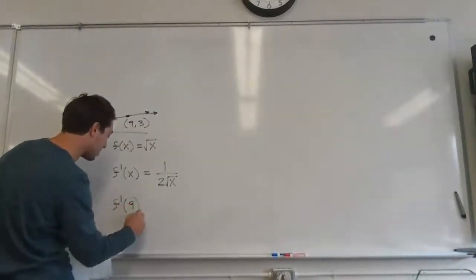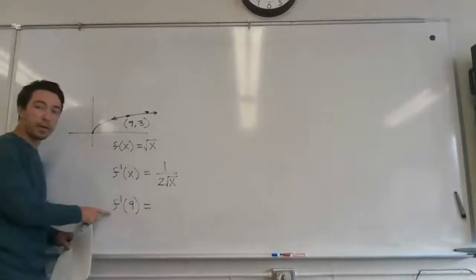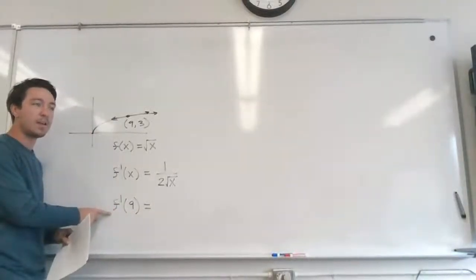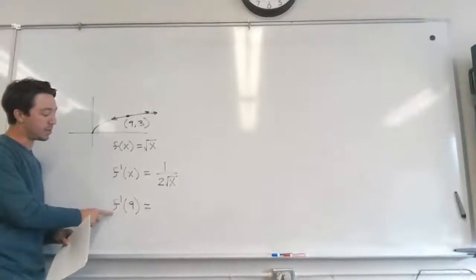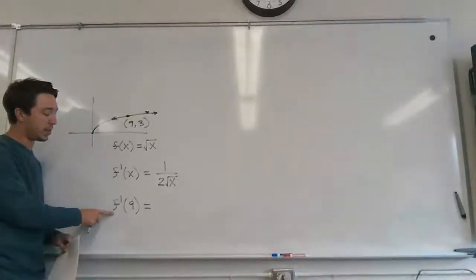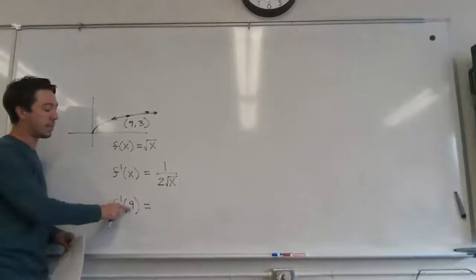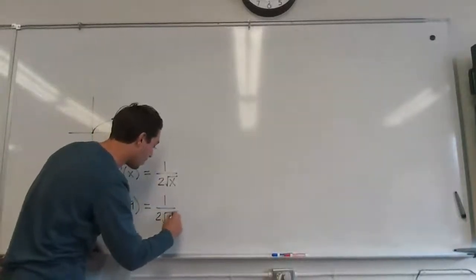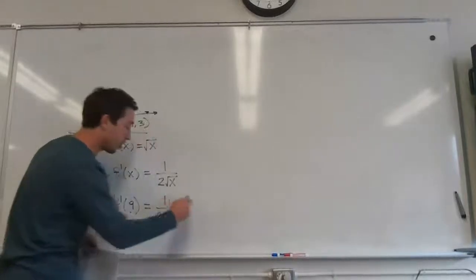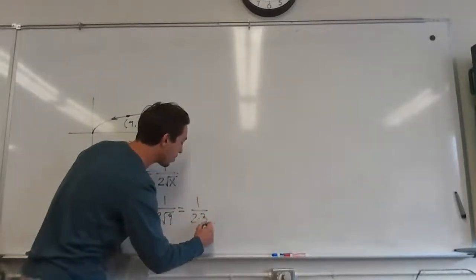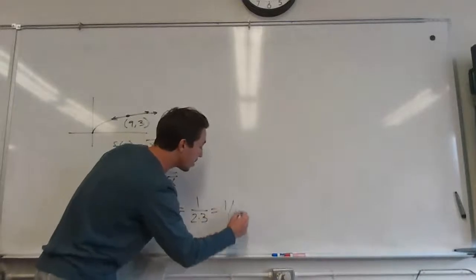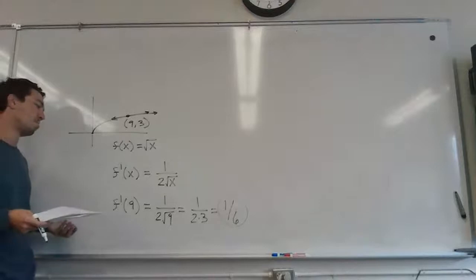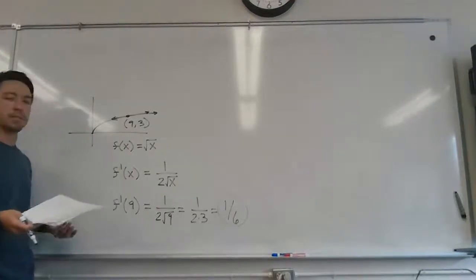So if I read it literally, it says f prime of 9. It's just literally reading the symbols. But if I read what it means, it says, what is the slope of the tangent line of this function when x is 9? And so if I plug that in, 1 over 2 root 9, so that's 1 over 2 times 3. So 1/6.